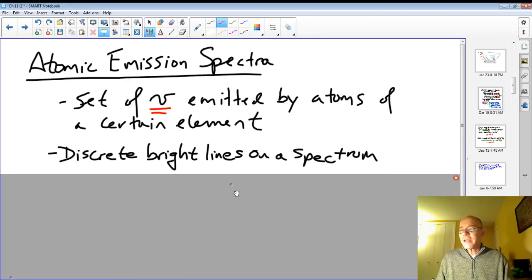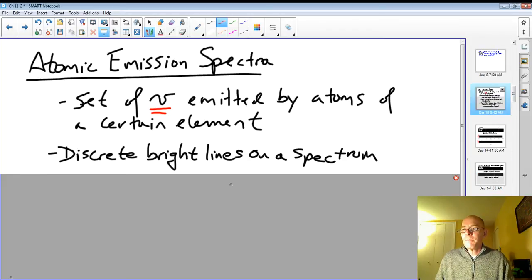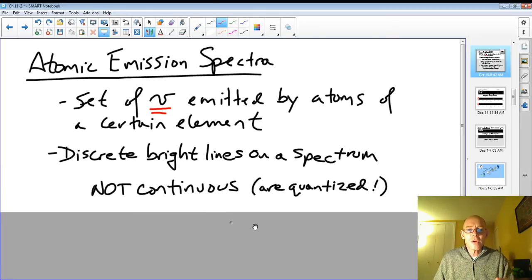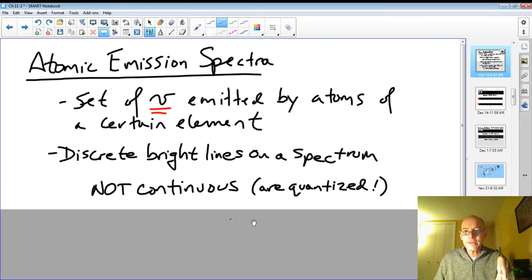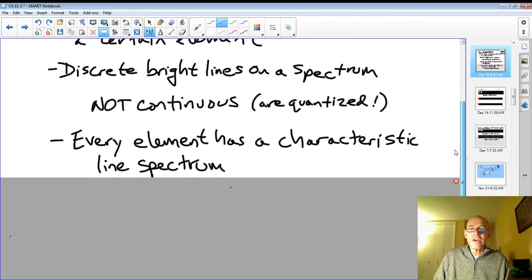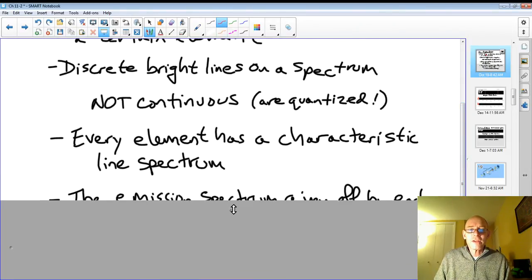And what they look like is not continuous. They look like bright lines on a spectrum. So you don't see a continuous rainbow of all possible colors. You just see very few bright lines. It's quantized, once again, has specific energies, but it's not continuous. And again, every element has a very characteristic line spectrum.